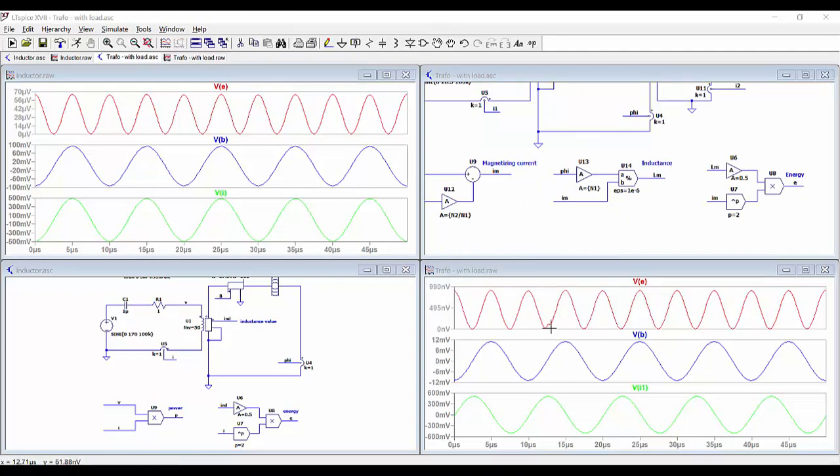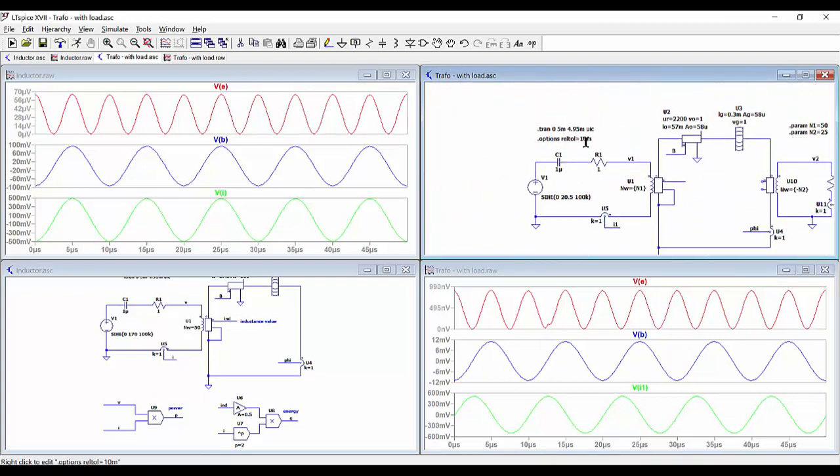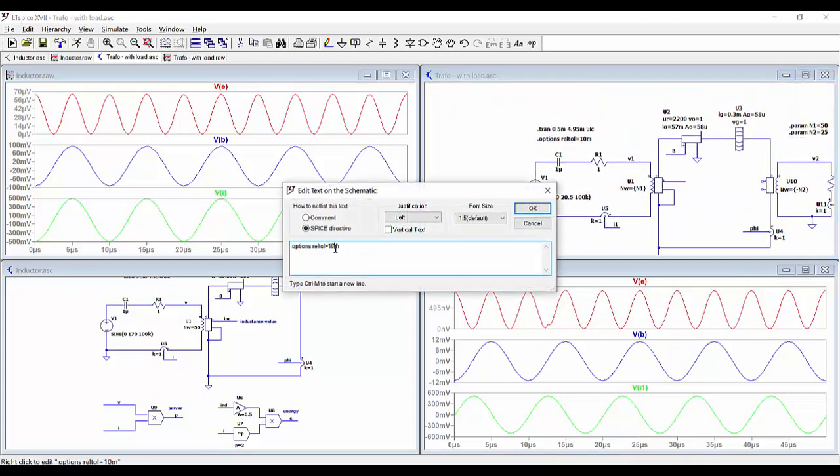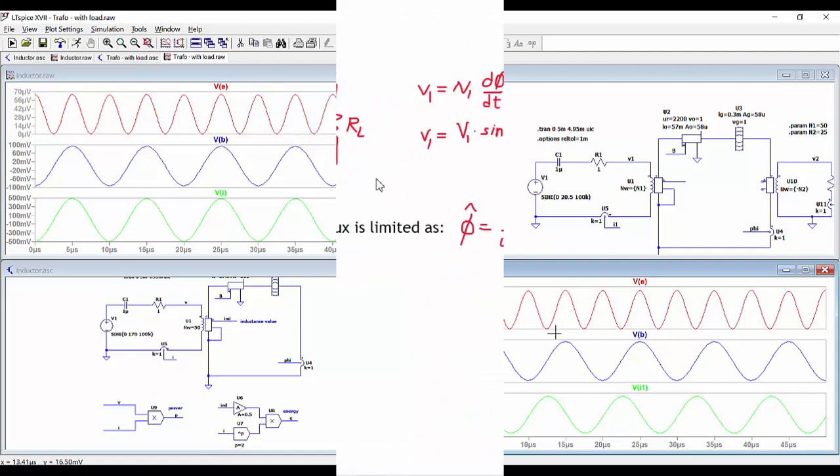Note that this small change here is not important. It must be an error in the calculation. Probably if we decrease this parameter rel tol to 1 milli and run the simulation again, it's going to disappear.